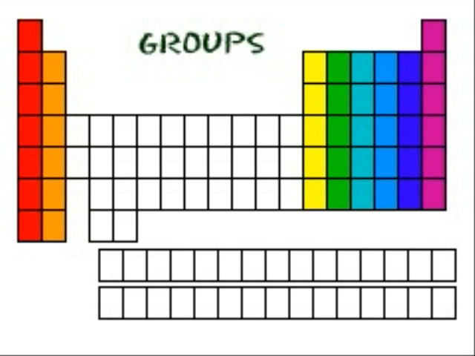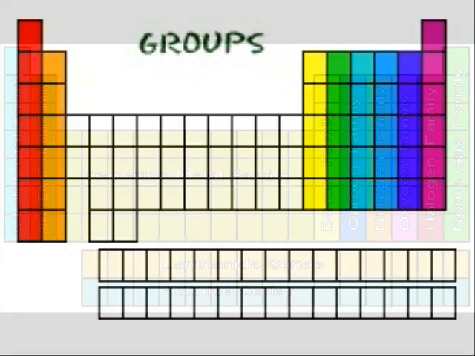The second way they are arranged is by groups. Groups are the columns on the periodic table. When students of a high school hang out, they stand in groups. When they are standing, they are vertical. These groups of elements have the same number of electrons in their outer shells.